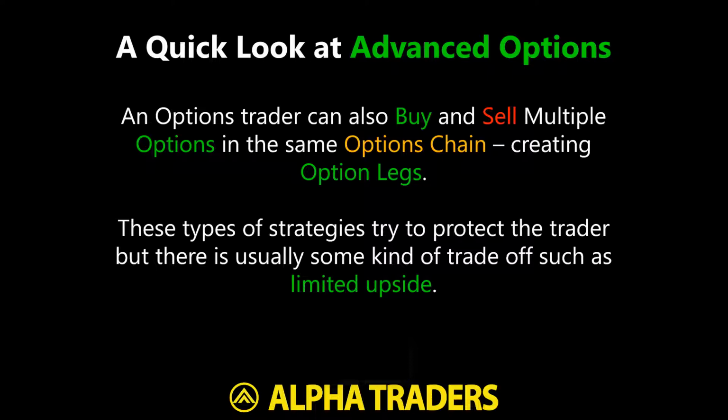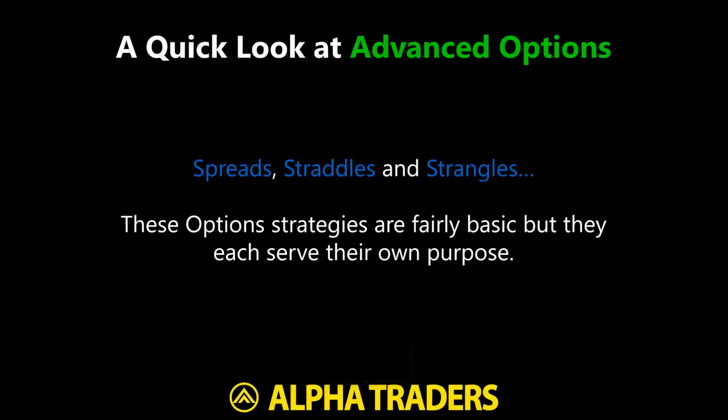These types of strategies try to protect the trader, but there's usually some kind of trade-off, such as limited upside. Now you have to remember, if you buy an options contract long, you're long AMD, again, for November 20th, 2020, and you bought super low. Maybe you bought last year, and you bought with a $10 strike price. That option might be worth $100,000, right? Because it's going to go up and up and up so long as you're in the money. So there's potentially an infinite amount of upside, right? There is no limited upside.